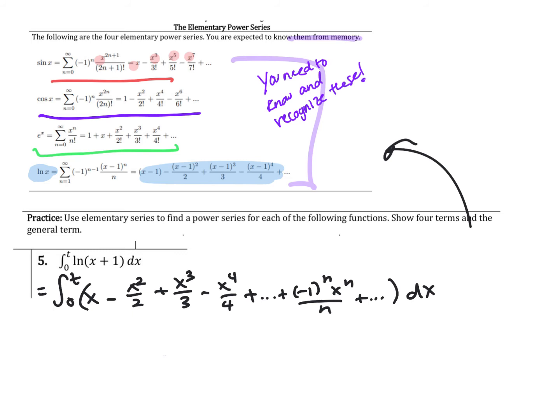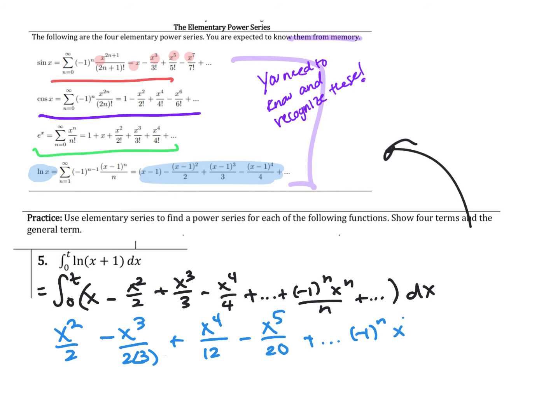So now we're just going to integrate with respect to x and then evaluate that at the bounds from 0 to t. So if I integrate this, I'm just going to get x squared over 2 minus x to the third over 2 times 3 plus x to the fourth over 3 times 4, which is 12, minus x to the fifth over 4 times 5, which is 20, plus dot, dot, dot, negative 1 to the n, x to the n plus 1 over n times n plus 1, plus dot, dot, dot. And we're evaluating this from 0 to t, so I don't need a plus c anywhere here.